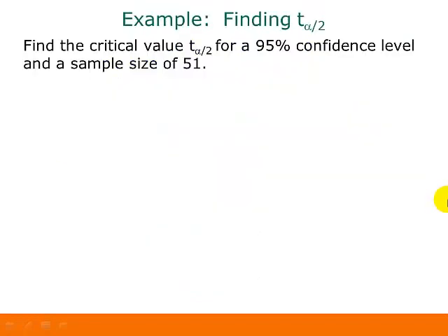So here's an example of finding a critical value t of alpha over 2. So we're going to find the critical value t alpha over 2 for a 95% confidence level and a sample size of 51.